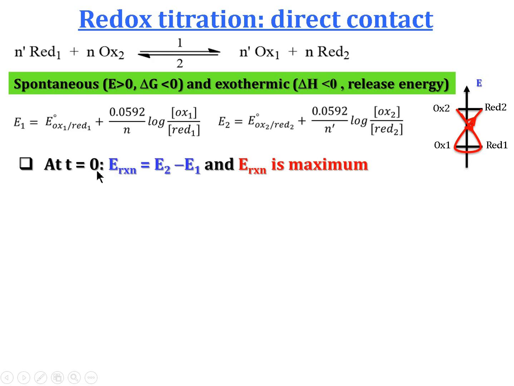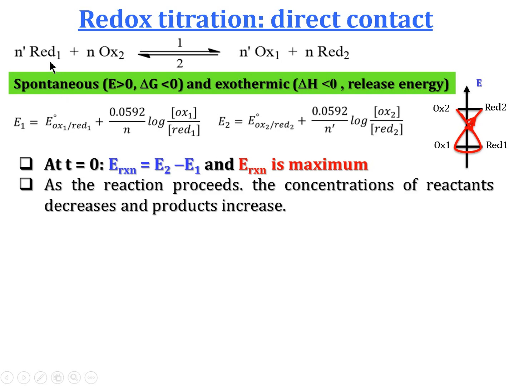So at t equals 0, E of the reaction equals E reduction minus E oxidation. So E of the reaction equals E2 minus E1, and at t equals 0, E2 is at its maximum value and E1 is at its lowest value. So E of the reaction at t equals 0 is maximum.